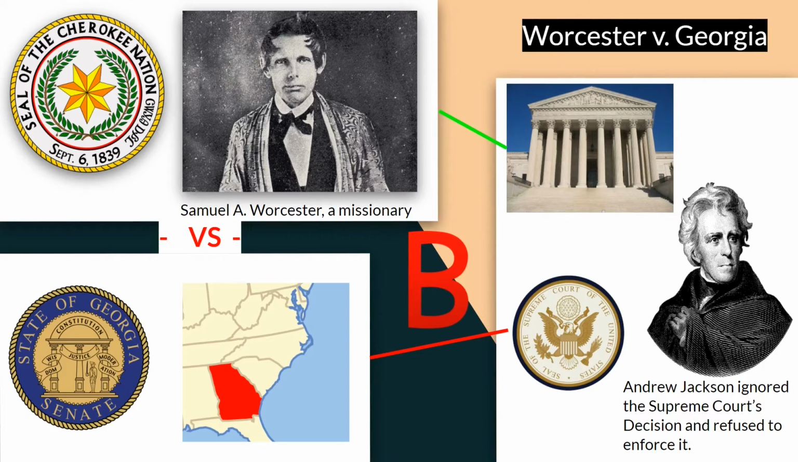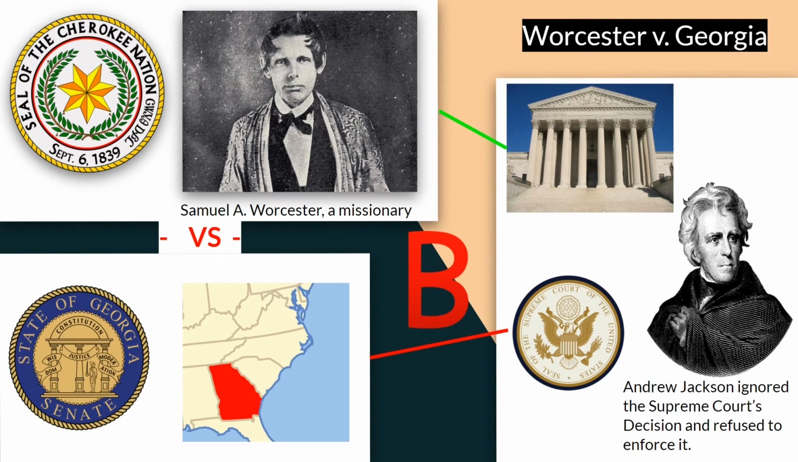Worcester v. Georgia is a case that the U.S. Supreme Court held on March 3, 1832. This case involved a group of Christian missionaries, including Samuel A. Worcester, who lived in the Cherokee Territory of Georgia. They advised the Cherokee tribe to resist Georgia's laws that were being imposed upon them, as the Cherokee Nation was granted independence from treaties with the United States government.